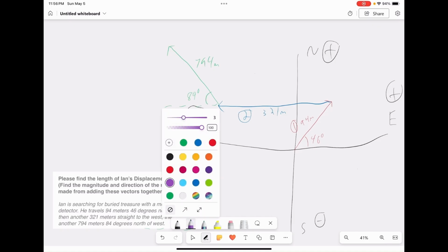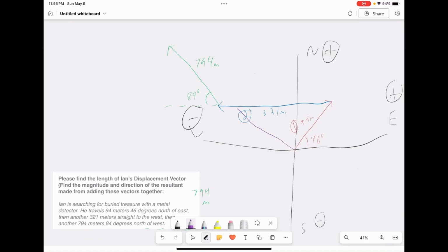So now that is our 3 vectors, and we want to know the total length. So we're trying to find out the total vector between the beginning and the end like this. So what is our total distance? And what is this angle theta?